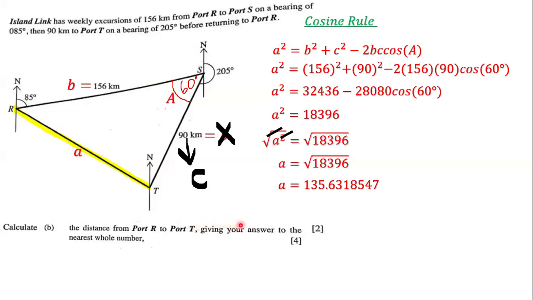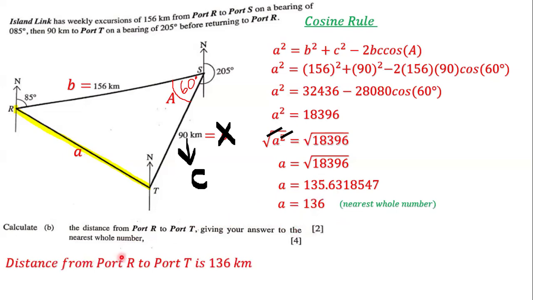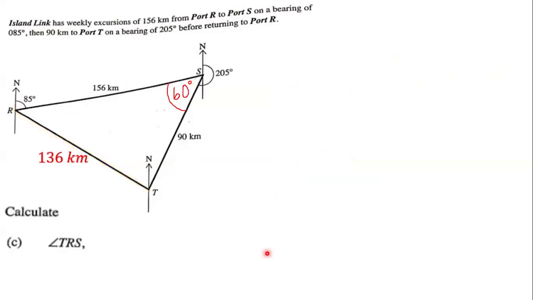But they want us to give our answer correct to the nearest whole number. And so we look at this number here, and this is 6. Since this number 6 is greater than 5, we add 1 to 5, and that'll be 6. So a is equal to 136, and that's correct to the nearest whole number. So that means that the distance from port R to port T correct to the nearest whole number is 136 kilometers.